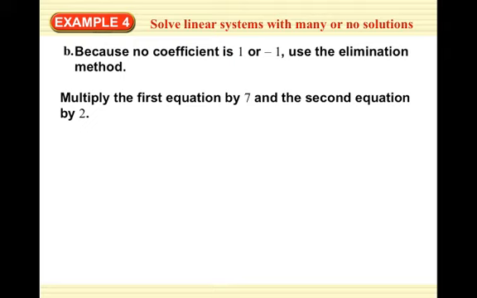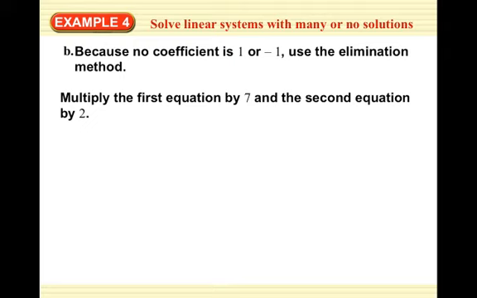Again, this is one where it's not going to be super duper easy to get opposites for coefficients, but if you look at the 4 and the negative 14, if I multiply 4 by 7, I'll get 28, and if I multiply negative 14 by 2, I'll get negative 28. So that's what I'm going to do, because remember we want opposites, so numbers that differ only by the sign in front of one of our coefficients.